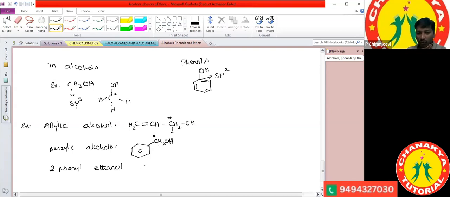So what is the structure of 2-phenyl ethanol? First I'm writing a phenyl ring, that is only the benzene ring, bond, ethanol. Eth means 2 carbon atoms: CH2 bond CH2 bond OH. Now what they're asking is the hybridization of the carbon which is attached to the OH group in 2-phenyl ethanol. All these are examples of sp3 hybridized alcohols. In all the structures, the OH group is attached to an sp3 hybridized carbon atom.